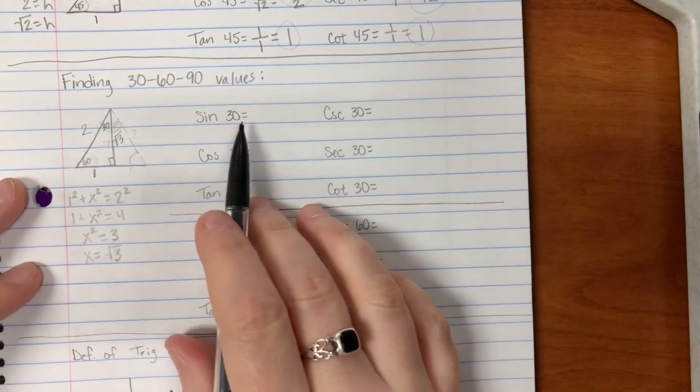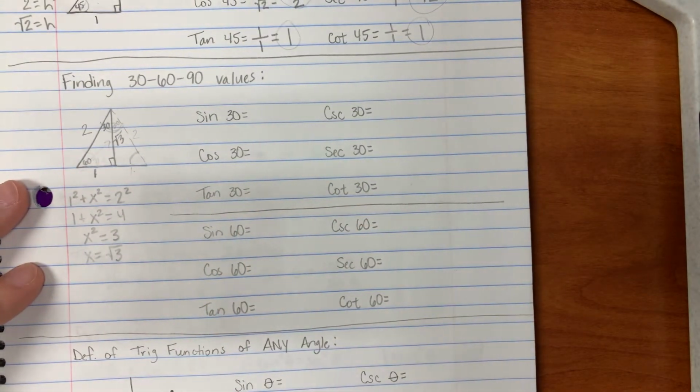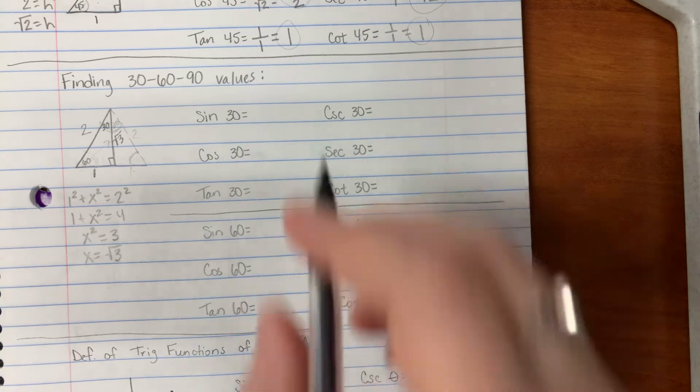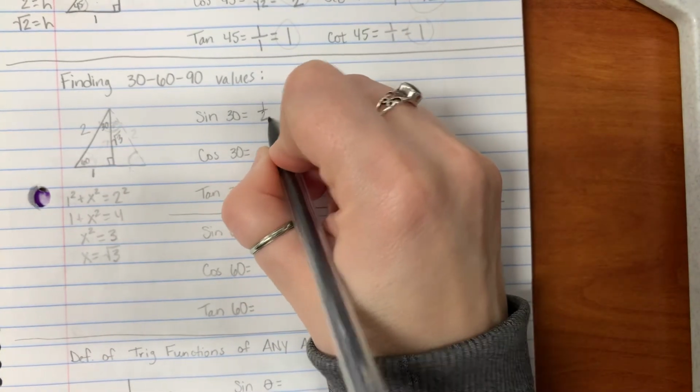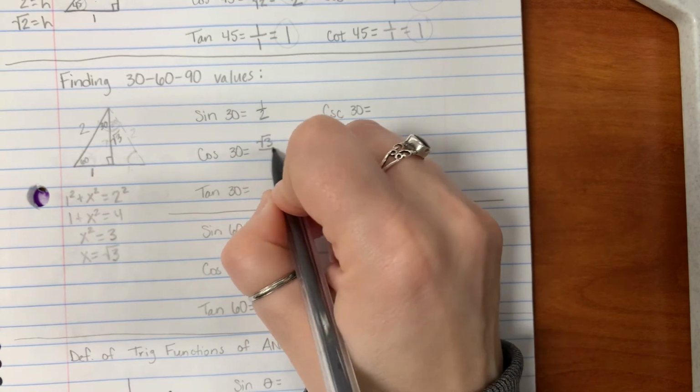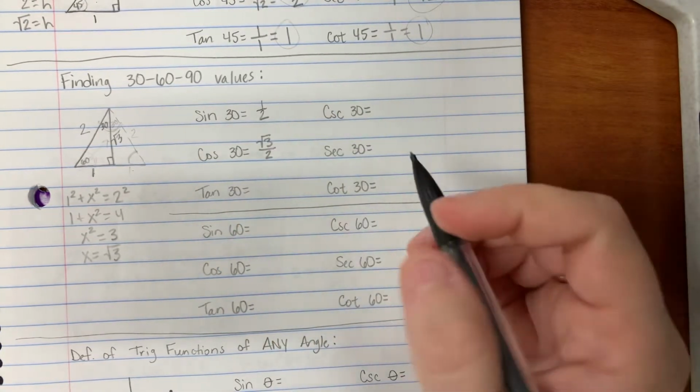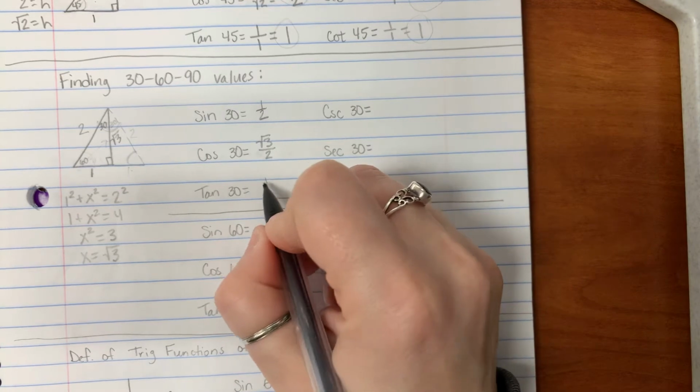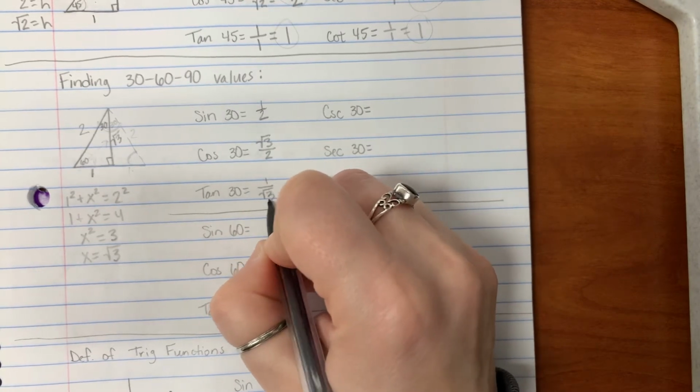Then I can go through and fill in all of my values again. So sine in this case would end up 1 over 2. My cosine would end up the square root of 3 over 2. And then my tangent would end up 1 over the square root of 3.